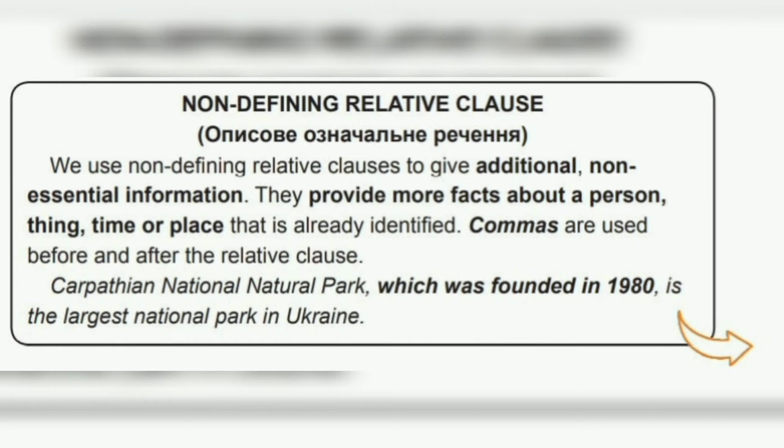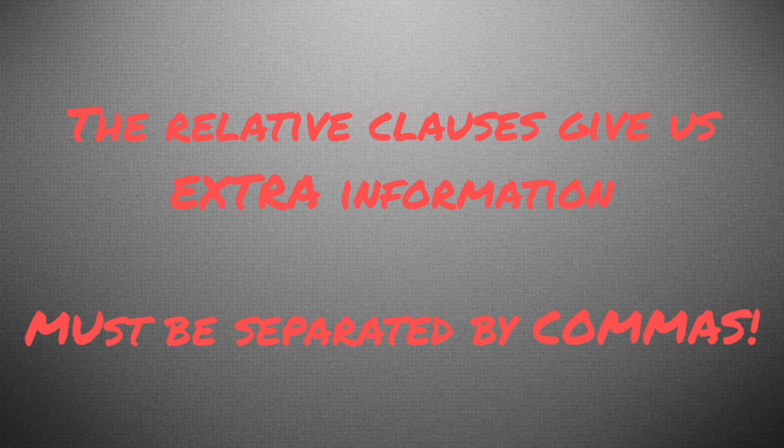We use non-defining relative clauses to give additional non-essential information. They provide more facts about a person, thing, time, or place that is already identified. So, the relative clauses that give us extra information are called non-defining relative clauses and must be separated by commas.